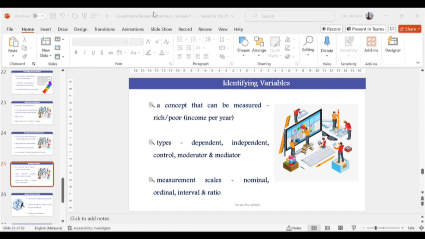Or any other theory that you combine, then it depends on your expertise, depends on the literature review that you search, and then depends on the field, the research problem and the field itself. Okay.